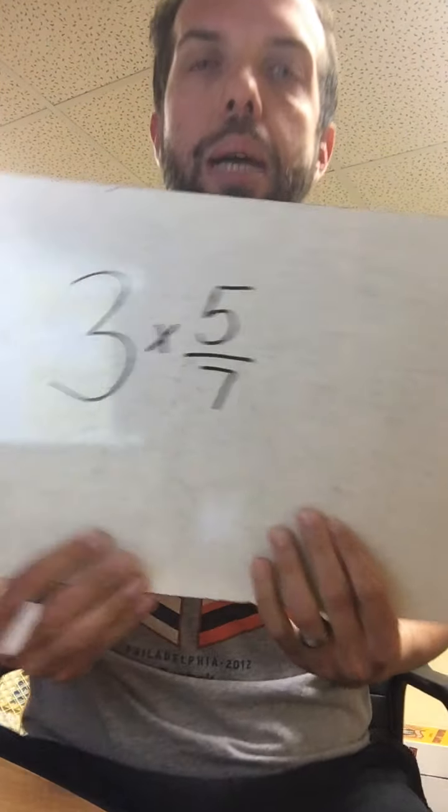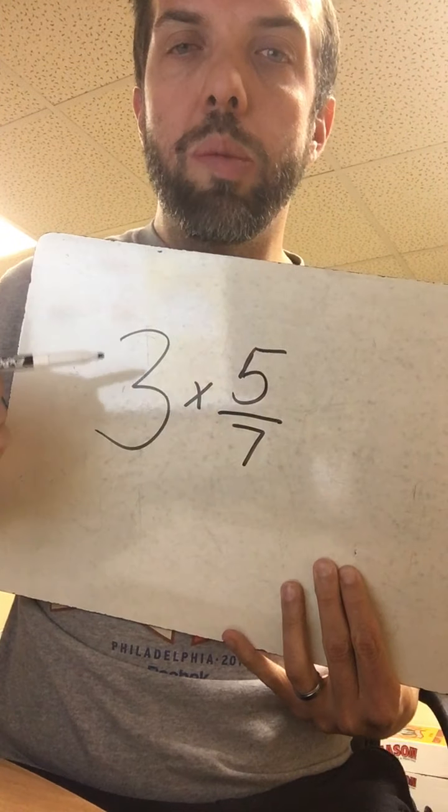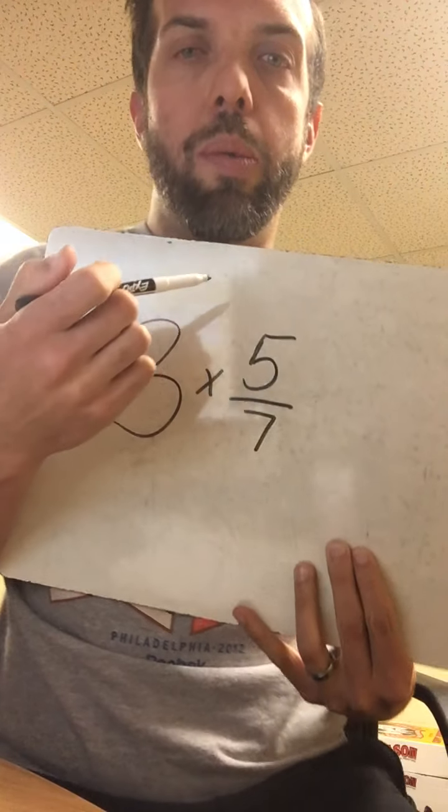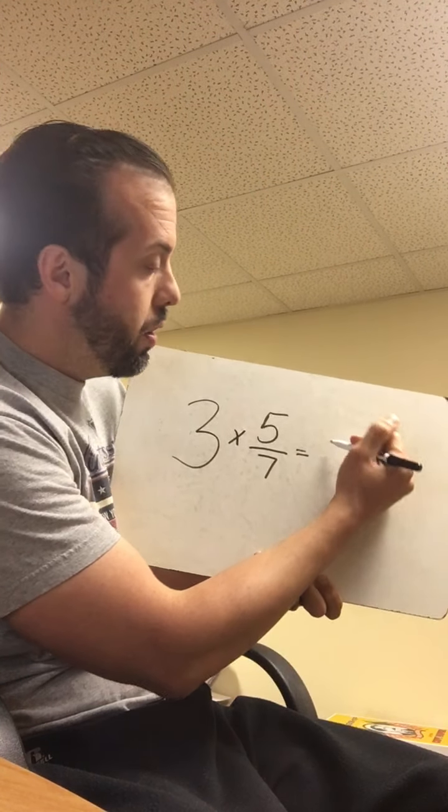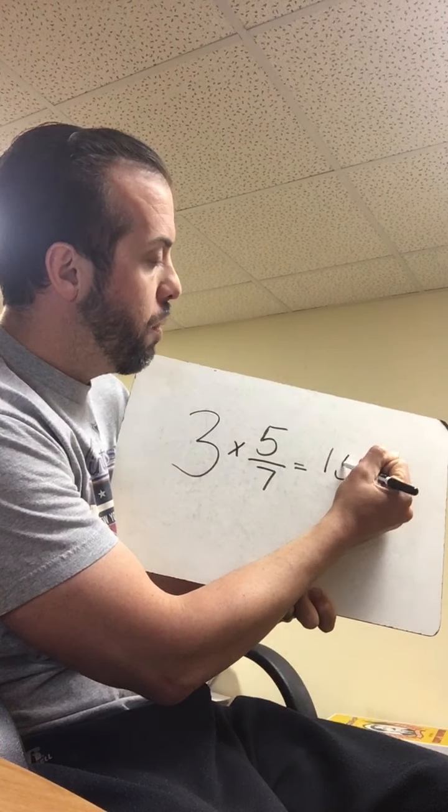3 times 5/7. All right, and you guys can just watch. You don't have to do this with me. I'm going to multiply my whole number 3 times my numerator 5. And this was yesterday's lesson, right? We were doing this all the lesson yesterday with our models.